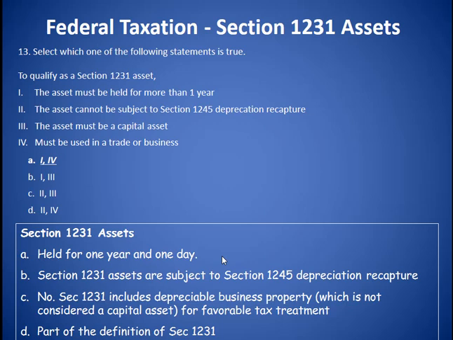C, no, Section 1231 includes depreciable business property, which is not considered a capital asset if we go back to our original definition of capital assets. It includes depreciable business property for favorable tax treatment. And then D, that is basically must be used in a trade or business. That's part of the definition of a Section 1231 asset.